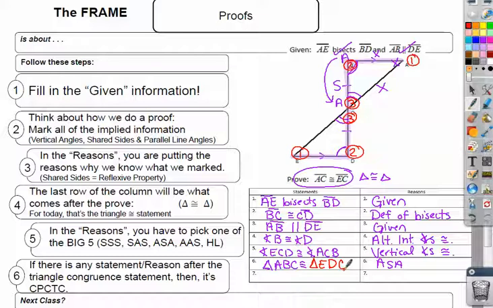Now, here's the only difference from last class. If there is any statement, anything that comes after triangle equals triangle, if I'm proving anything else, I'm going to write it in. AC congruent to EC. That's something else, so that goes to CPCTC. And what the heck does that stand for?